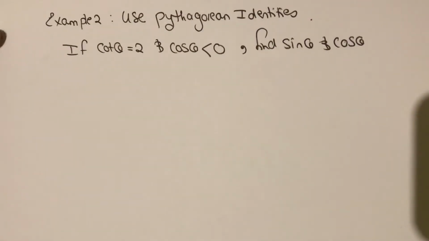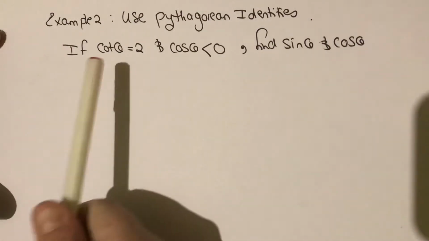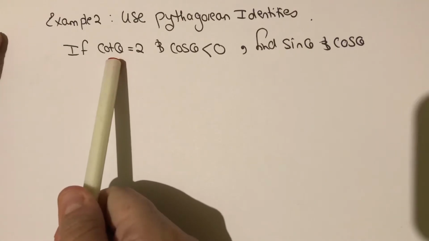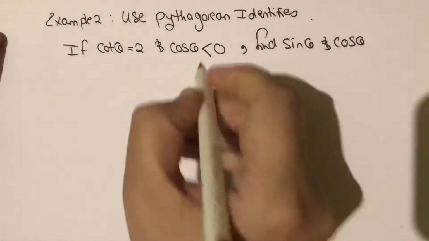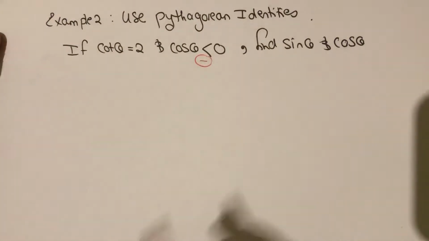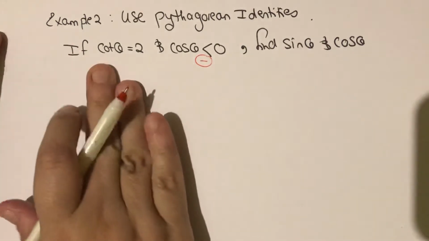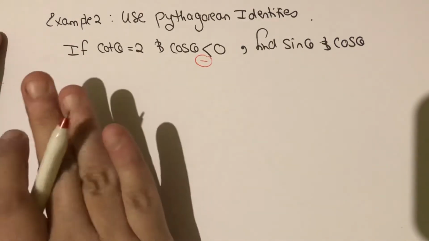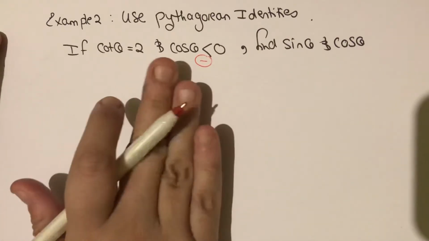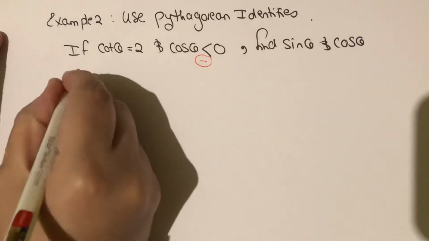Okay, about this question, I'm given if cotan theta is equal to 2 and cosine theta is less than 0, find sine theta and cosine theta. First of all, think about the quadrant. In which quadrant is cotan positive, which means tan is positive, while cosine is negative?